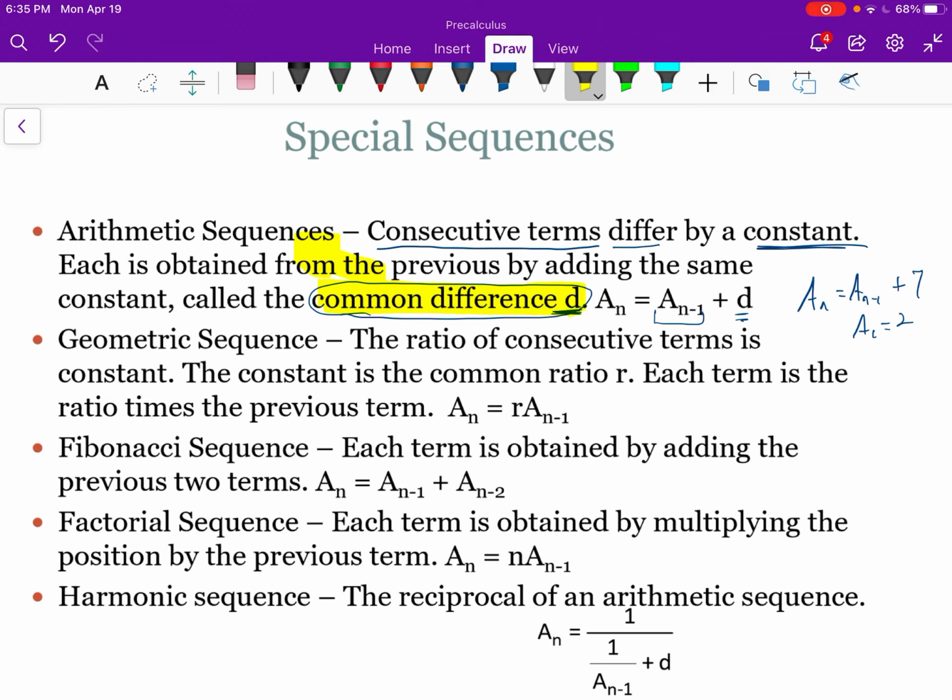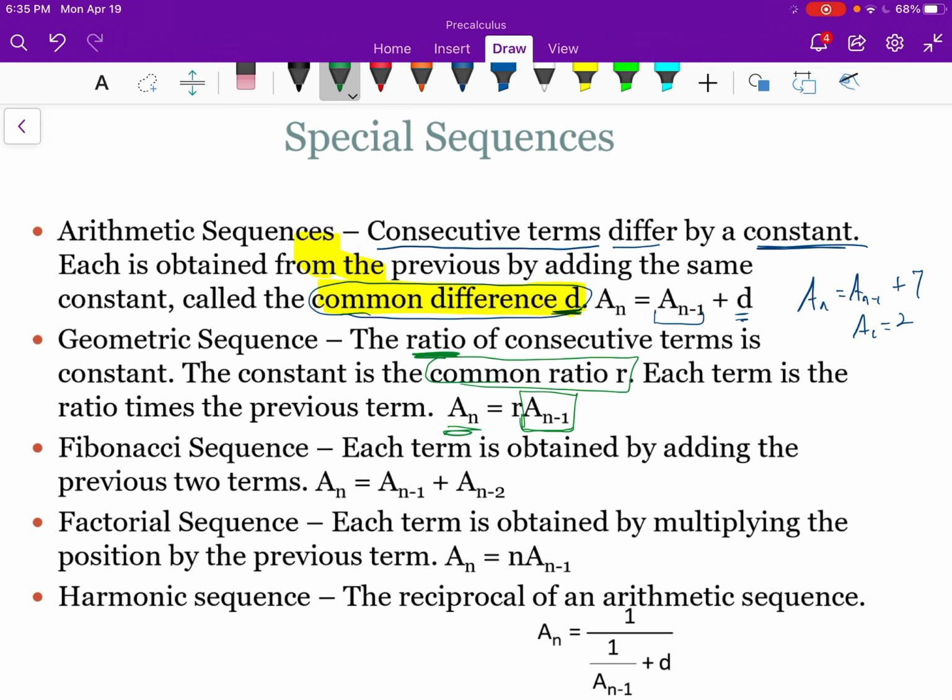If you see common difference, you know it's referring back to an arithmetic sequence. Well, sometimes you add the same thing to get the next term. Well, maybe we should multiply. So in a geometric sequence, the ratio of consecutive terms is constant. The way that we can write the formula is we use the common ratio R. That's the ratio of maybe the second over the first. You take that ratio and multiply it to get to the next term. So to get the nth term, we take the term before it and multiply it by R.